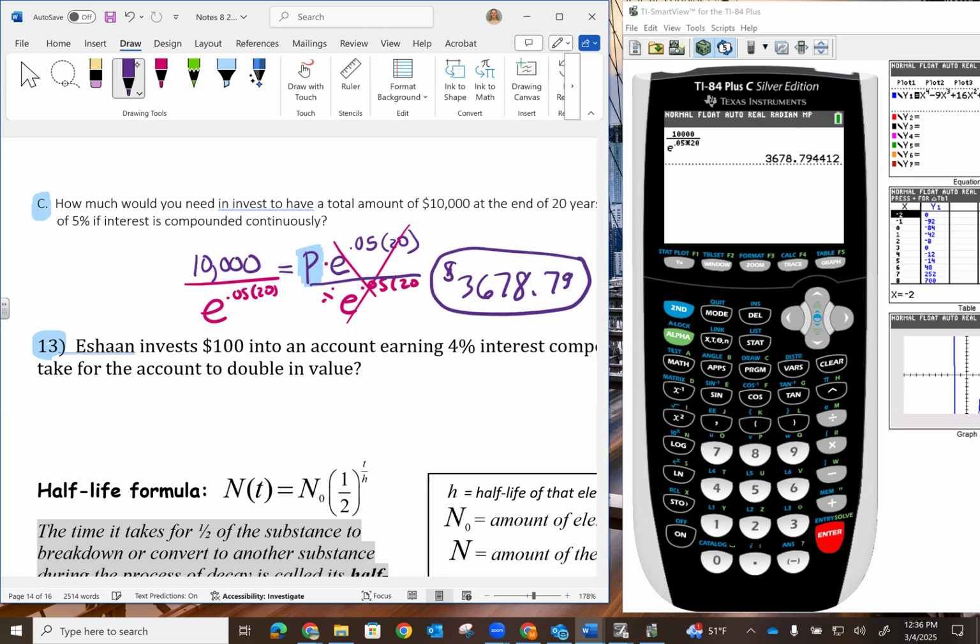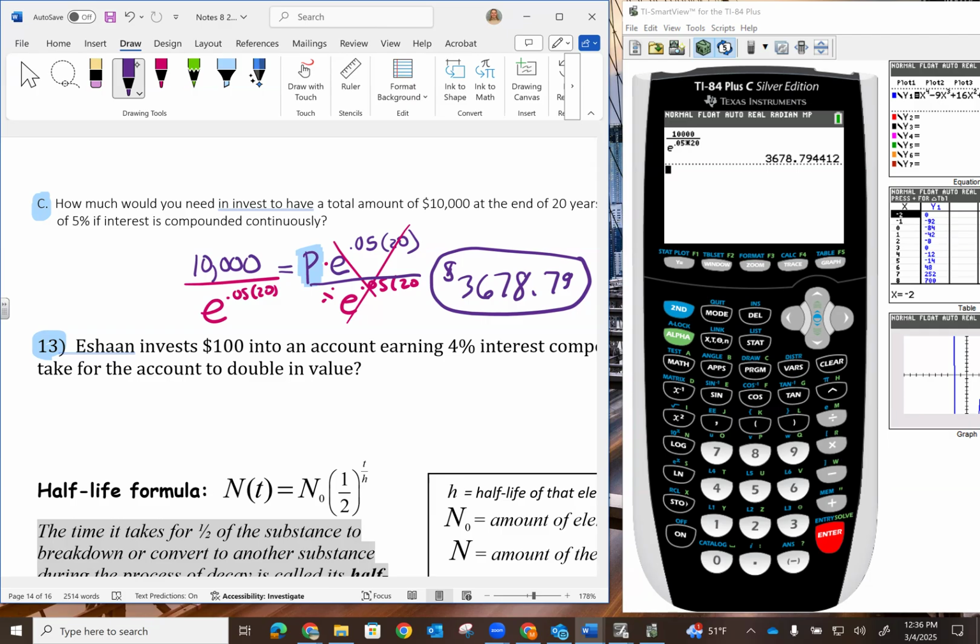I just put up the first answer. You just plug it in like normal. You begin with an amount, you end with a certain amount, and it's e to the 0.05 times 20. The question is, how do you isolate P? Well, it's related by multiplication, so we're going to divide both sides by e to the junky thing.